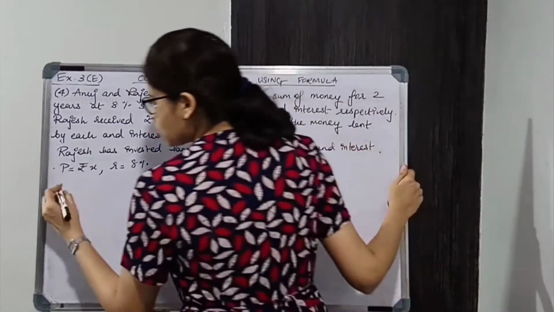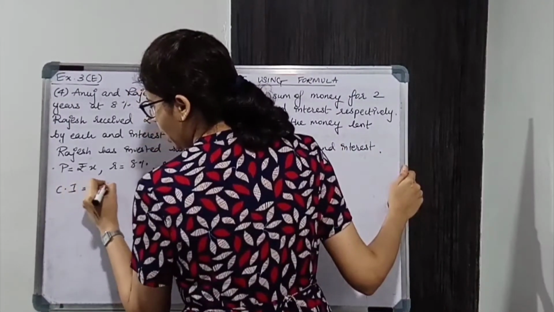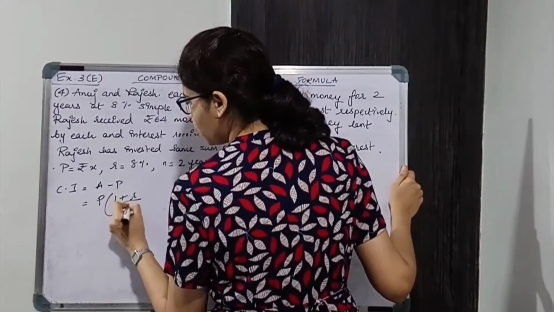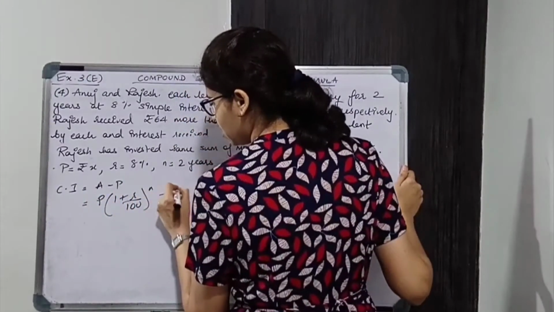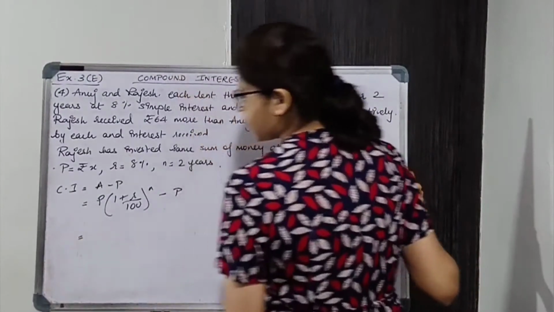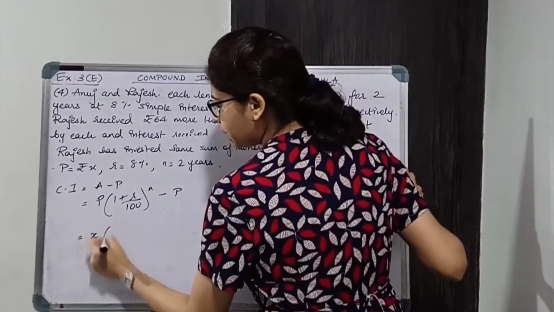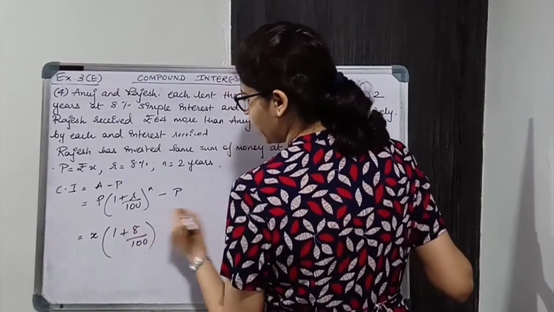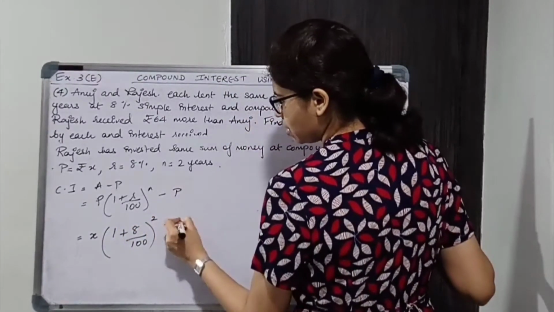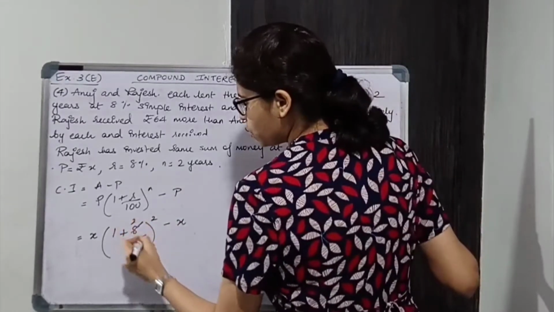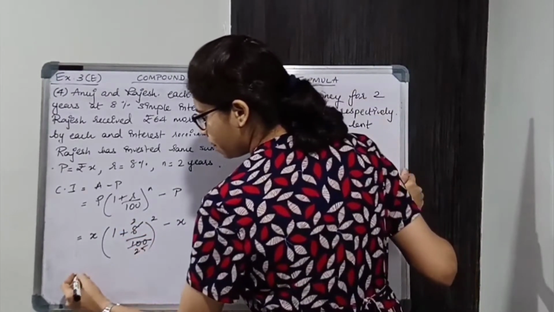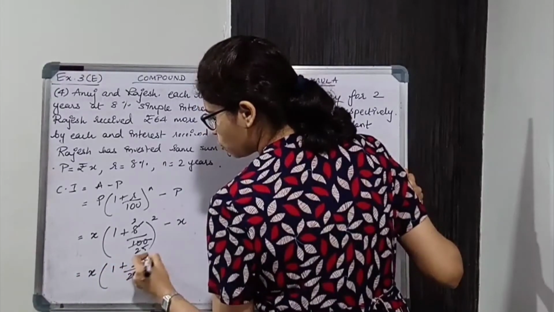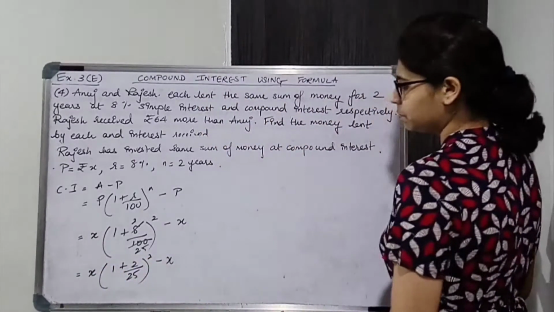So CI is equal to A minus P. A is nothing but P into 1 plus r upon 100 raised to n, minus P. Now substituting the values, x into 1 plus 8 upon 100 raised to n which is 2, minus x. 4 2s are 4, 25s are... So we get x into 1 plus 2 upon 25 raised to 2 minus x.